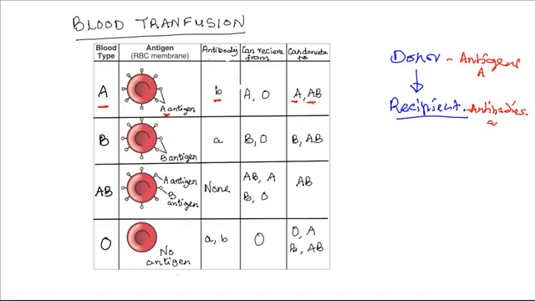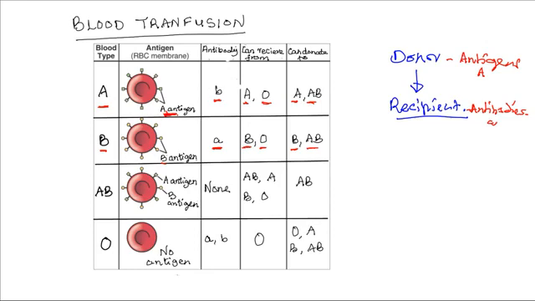Blood group B has antigen B and antibody A. Therefore, if B is the recipient, he can receive from another B and O, but not A, because the antibody A will react with the donor's A antigen. Blood group B can give to another B, of course, and can also give to AB, because AB does not have antibodies to react with the B antigen. Blood group AB does not have any antibody, meaning that it can receive from AB, can receive from A, can receive from B, can receive from O, because it has no antibodies to react with the donor's antigen.